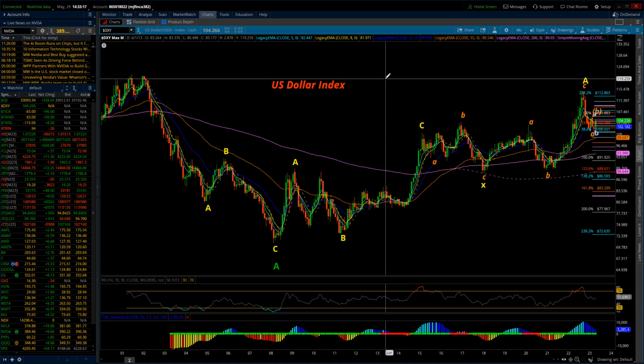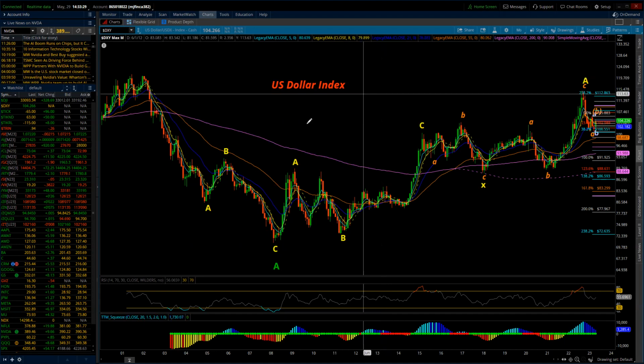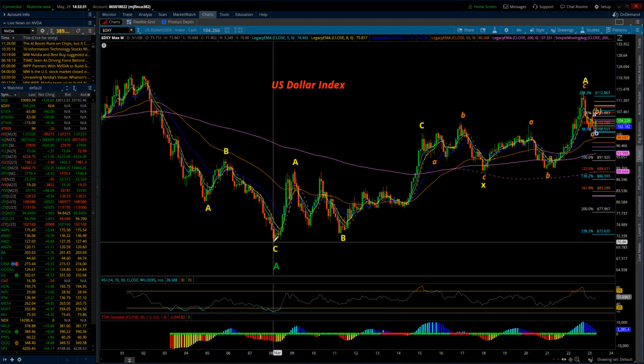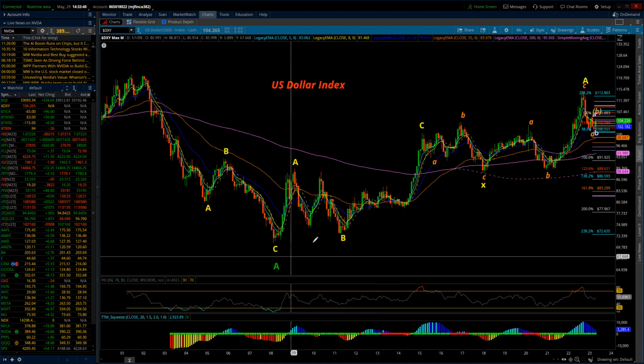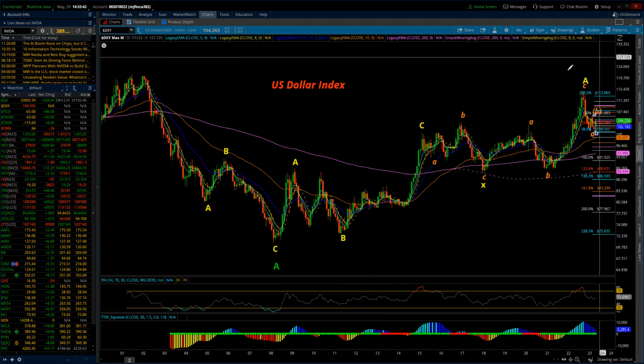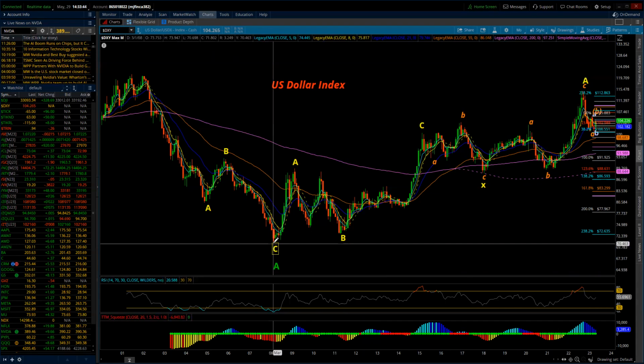Let's take a look at that big picture out on the monthly chart, which right now encompasses about 22, 23 years of data. What I've come up with thus far is that likely in March of 2008, we completed a primary A wave down, and we've been involved with a primary B wave from that point.